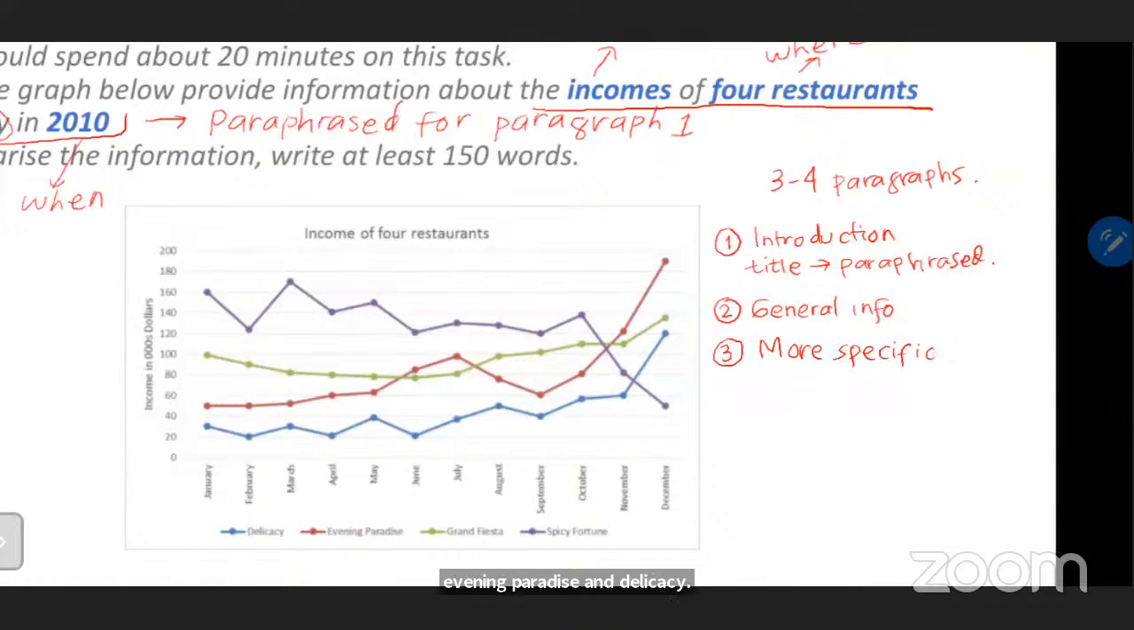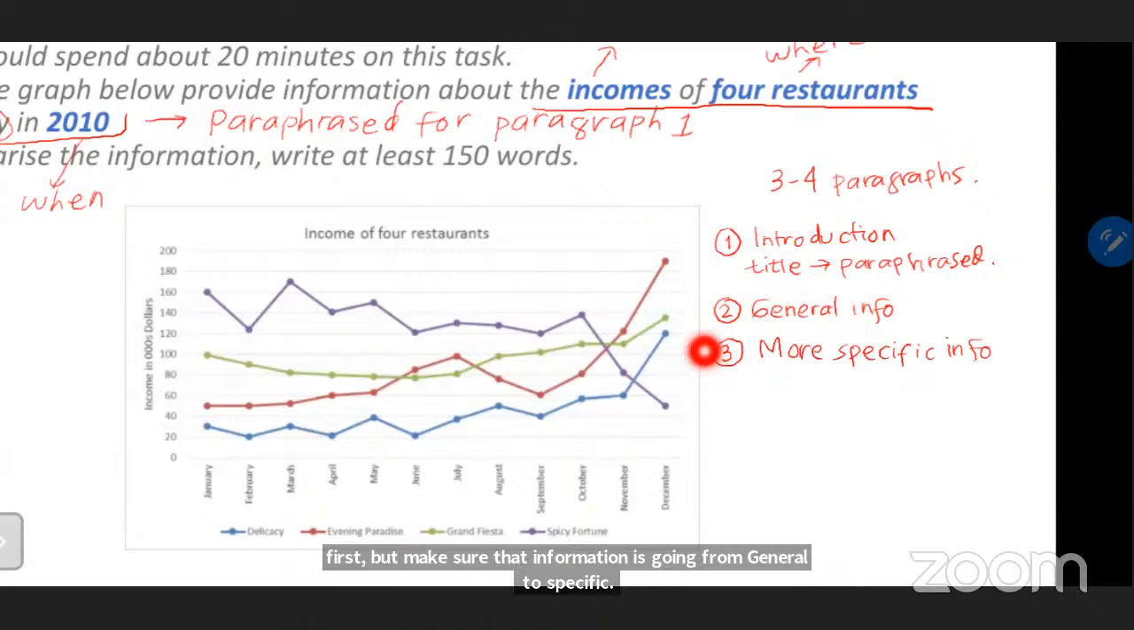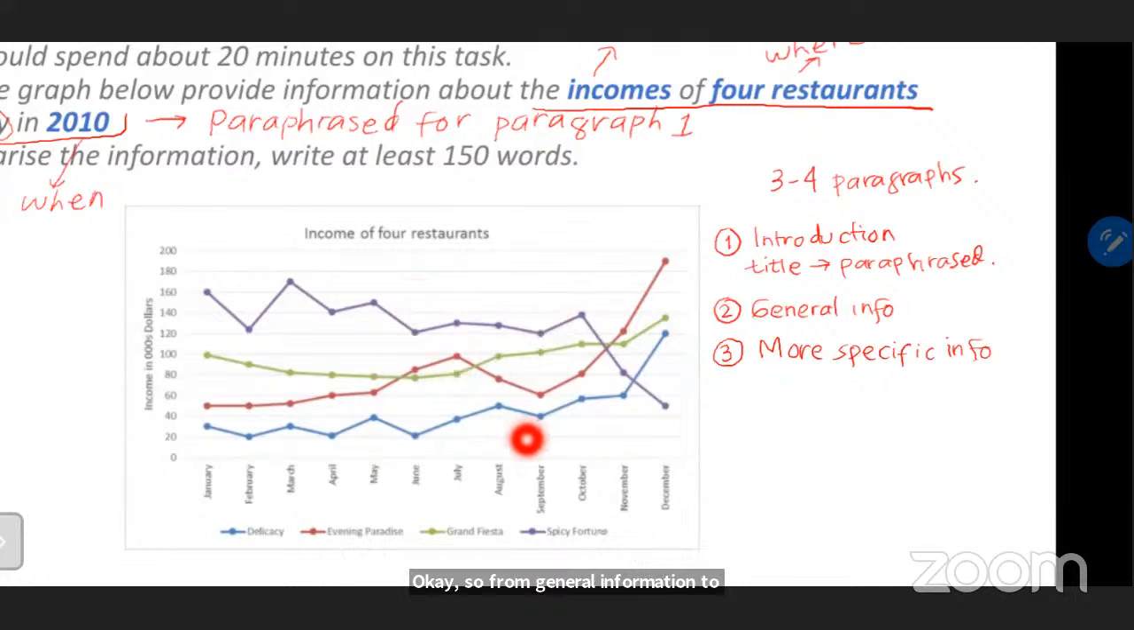Okay, it's up to you how you want to report the information, how you will write it, which one you're going to write first, but make sure that the information is going from general to specific. Okay, so from general information to specific information. You don't have to write all informations. You shouldn't do that because it will be a lot more than 150 words.